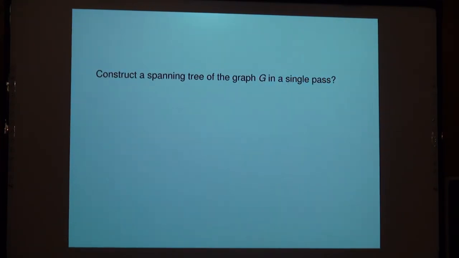OK. So I would like to ask a very simple question. Suppose that this is my model. I have a graph with n vertices. I have n polylog n space. And now edges of a graph are given to me one after another. I get a single pass. I want to construct a spanning tree of the graph. How would you do that? Yeah. You do the trivial thing.